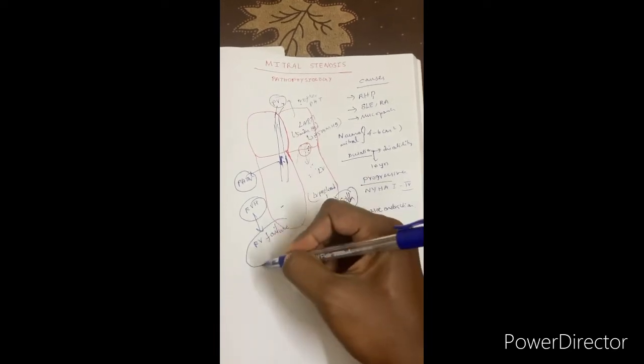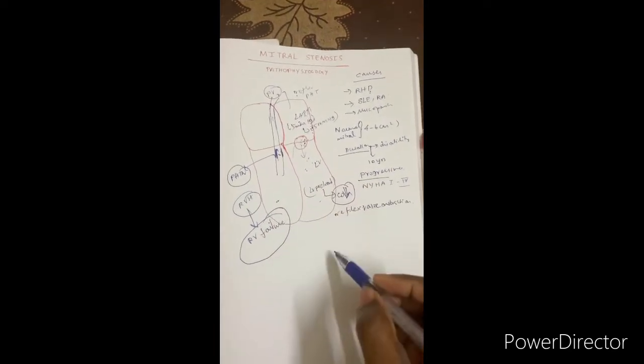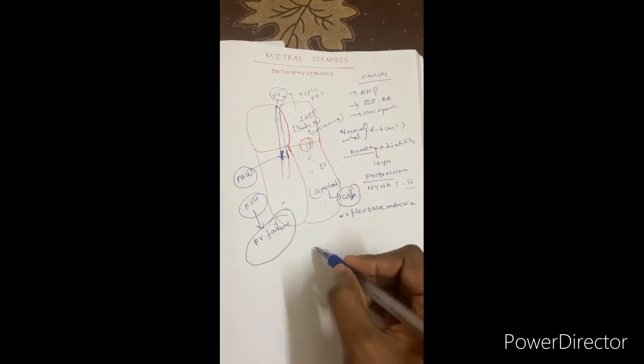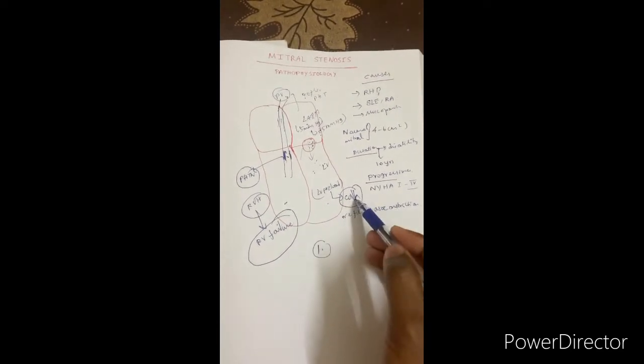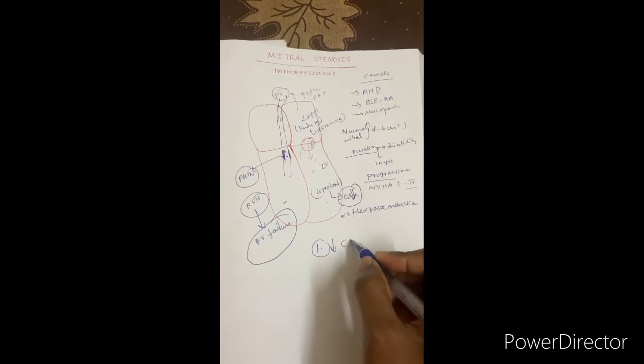So what are the symptoms in mitral stenosis? First, as I told, there will be a decrease in the cardiac output.